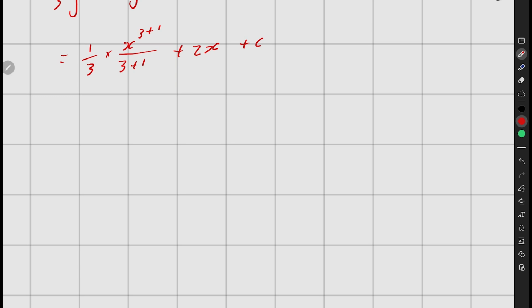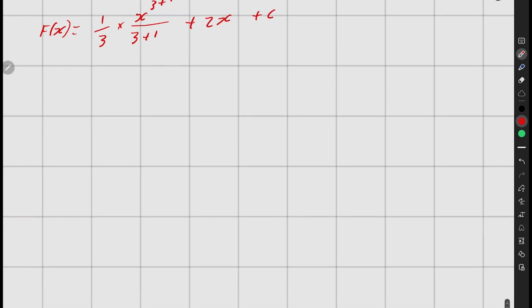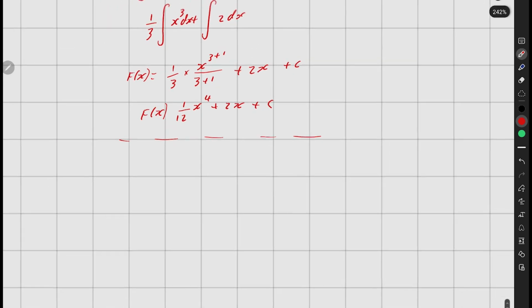And don't forget to add on your plus c, and write capital F of x to show that this is the integral. So when we solve this and simplify it down, we get F of x equals 1 on 12 x to the 4th plus 2x plus c. So that's the basic rule behind integration, and that's how you're going to use it most of the time for the more basic functions.